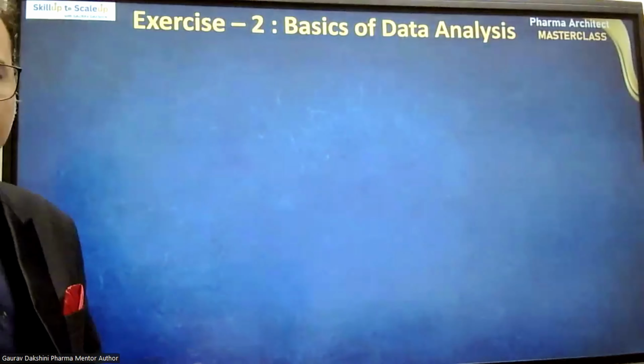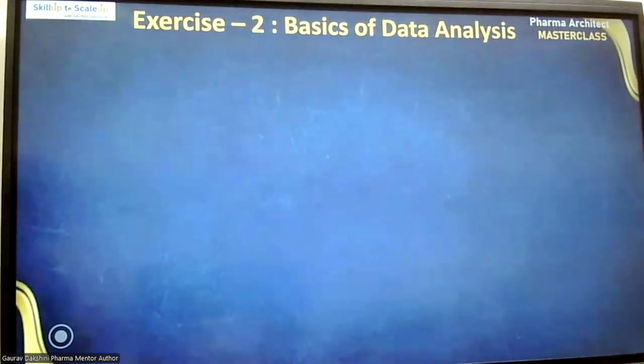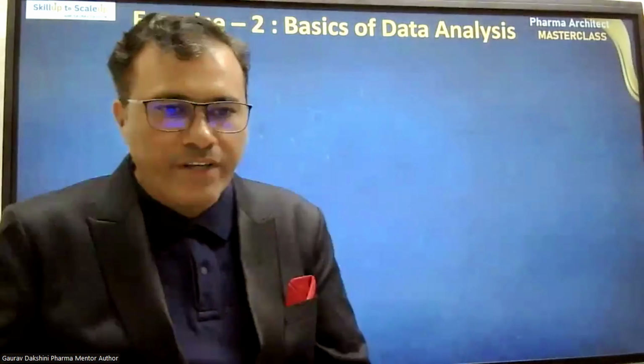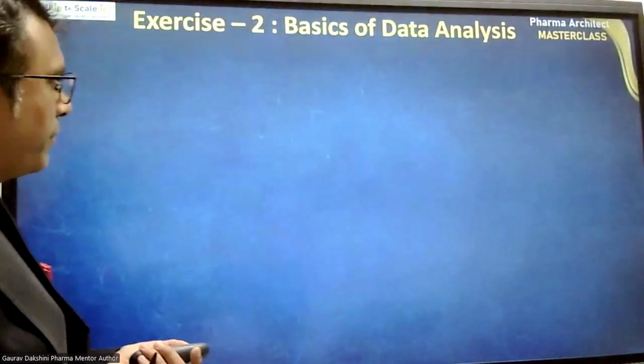We will discuss the basics of data analysis, because ultimately we will be doing the machine learning algorithm to analyze the particular data. Maybe it is sales data, HEPA filter data, velocity data, or complete validation data, or maybe predictive data, or maintenance data to predict the future of the maintenance.